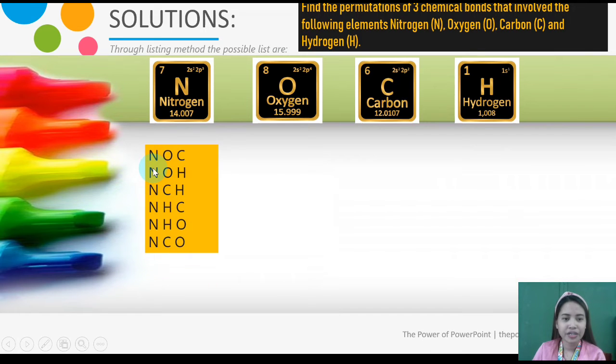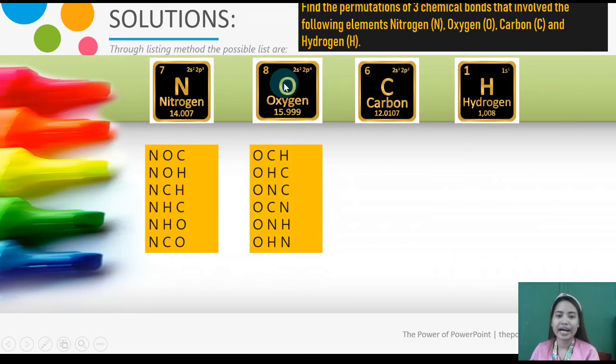So we have here nitrogen, oxygen, and carbon. The second one, we have nitrogen, oxygen, hydrogen. For us to make it easy to understand, I create the symbols of these elements. So we have NCH, NHC, NHO, and NCO. In the first column we have 6 ways.